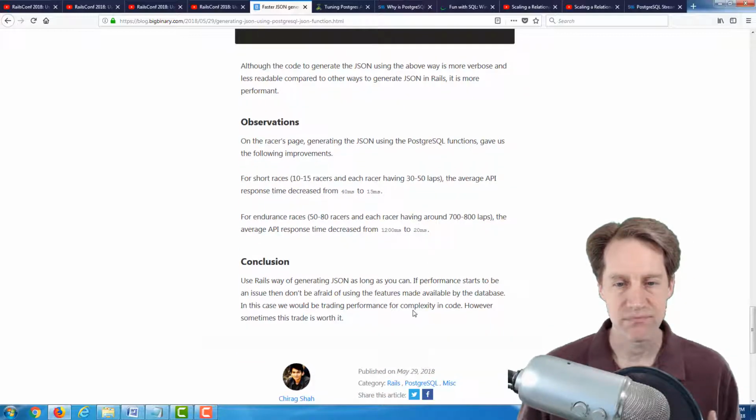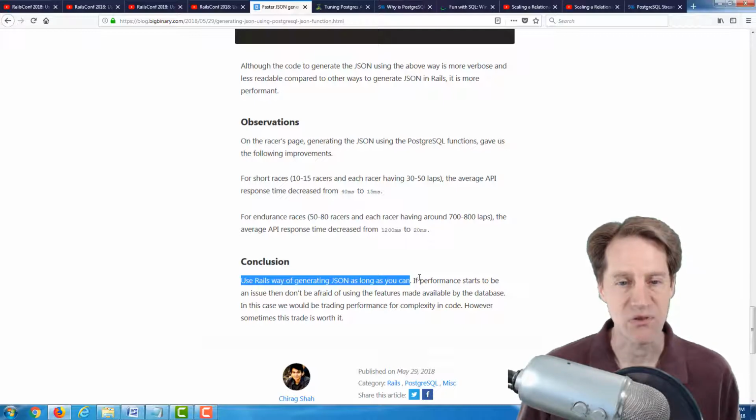So definitely some pretty big performance gains realized by having PostgreSQL generate the JSON as opposed to doing it through Rails. But they do mention that it is a bit more complex to do this. So they recommend, quote, "Use Rails' way of generating JSON as long as you can, but only when performance starts to be an issue, think about switching over to generating JSON out of PostgreSQL." But definitely something to keep in mind to see if you need assistance in scaling your database with this.